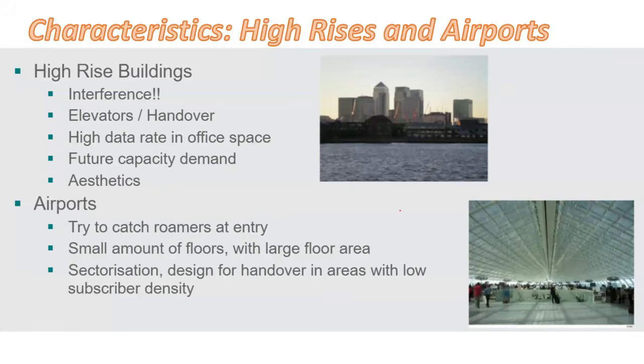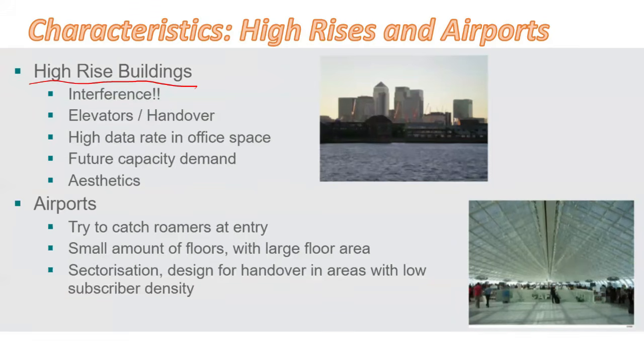So let's talk about issues in different kinds of buildings. The first one is the high-rise building. For high-rise buildings, the first issue is interference. Since they have direct line of sight to a macro site, this can interfere with our IBS solution. Also, since these facilities have a large number of floors, coverage and handover inside the elevator are important. Data rate should be distributed across the building, especially at the higher levels for the office spaces. In addition, aesthetics and future capacity demands as the number of users inside the building grows are also very important. So you have to think of that as well.